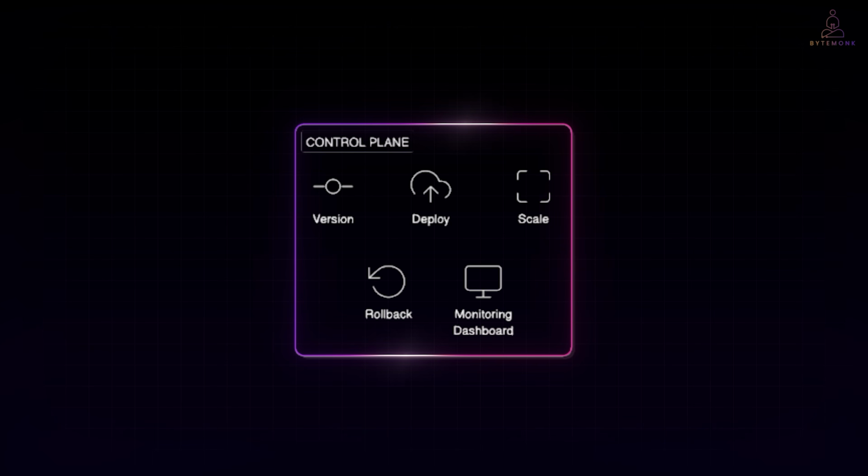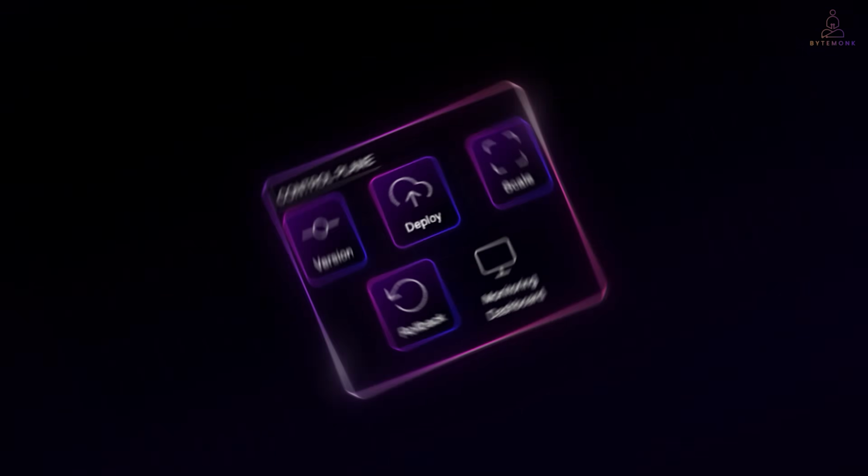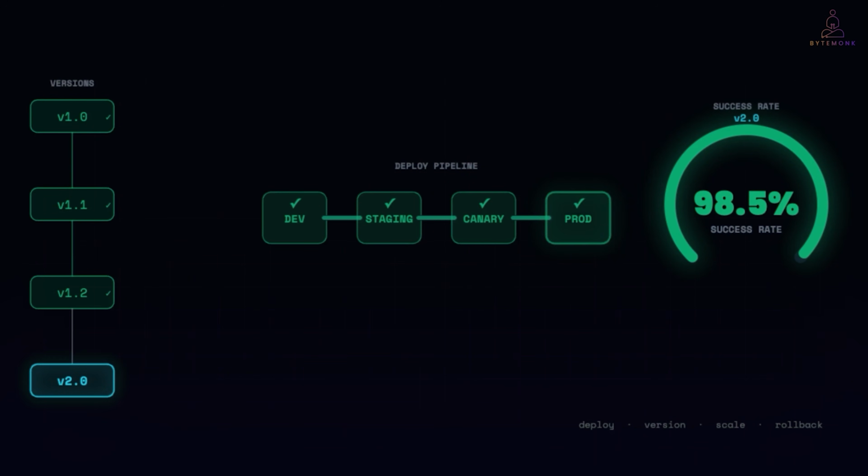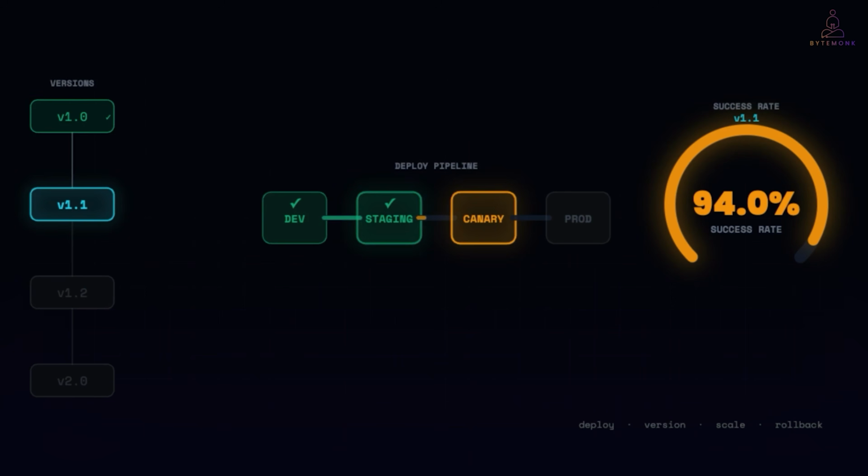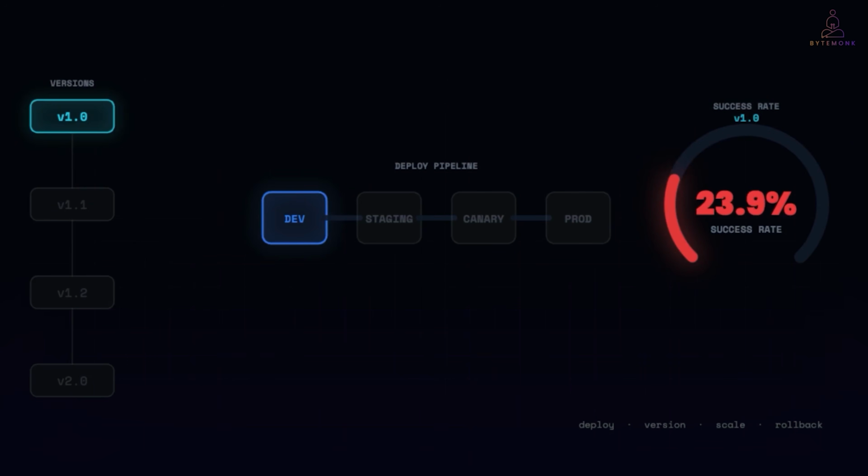Finally, there is the control plane. This is where workflows are deployed, versioned, scaled, and rolled back. You can promote a workflow from staging to production. You can monitor success rates. You can roll back bad changes. And this is what turns experiments into infrastructure.